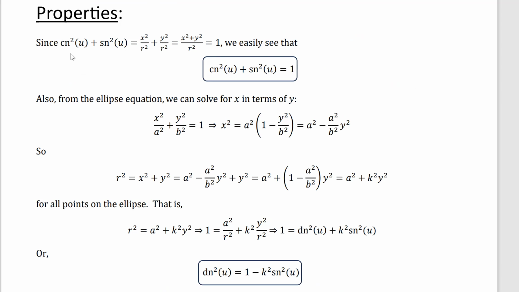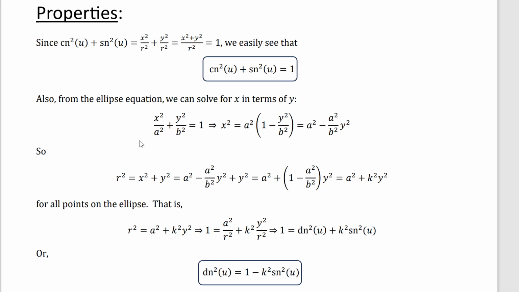So defining cn u and sn u as x over r and y over r, x and y points on the ellipse, r is the distance from the origin to that point x, y, then r squared is x squared plus y squared. So we easily get this identity.